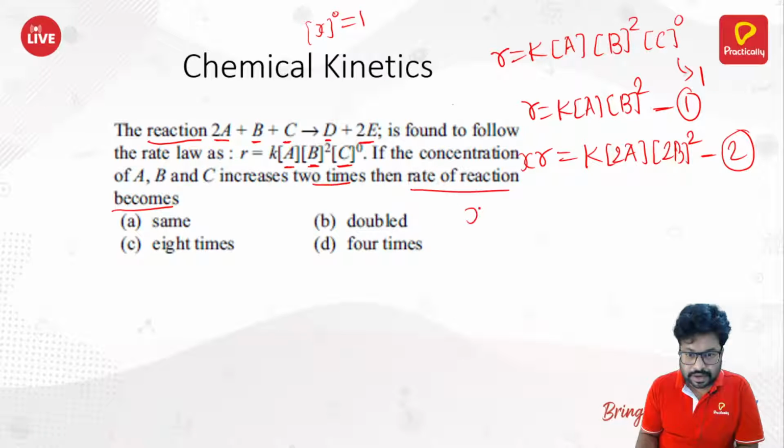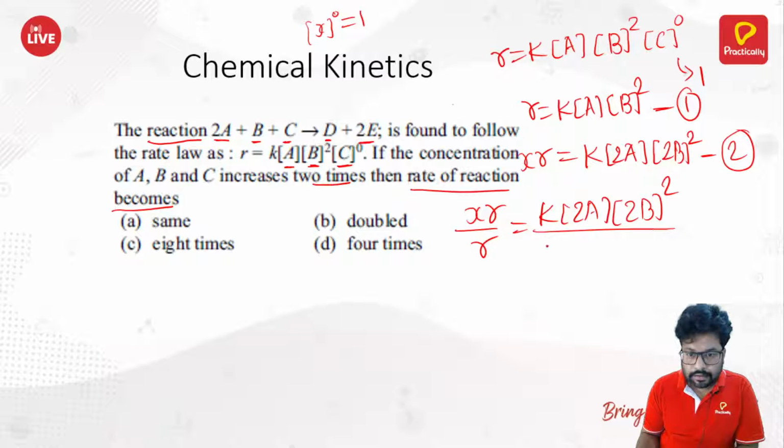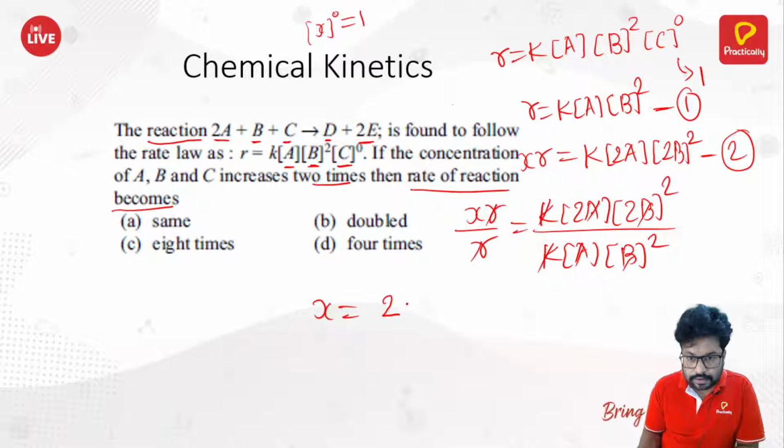So XR divided by R is equal to K 2A 2B square divided by K A B square. K gets cancelled, R gets cancelled, A gets cancelled, B gets cancelled. What do we get? X is equal to 2 into 2 square. What is 2 square? 4. 4 into 2 is equal to 8.